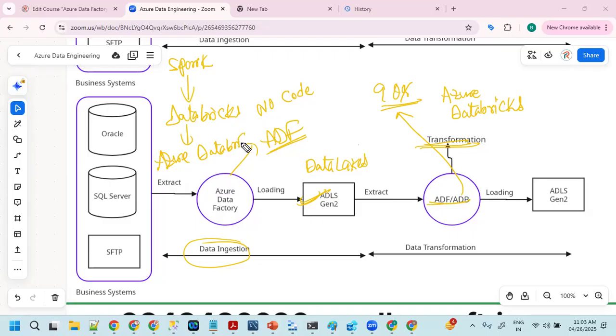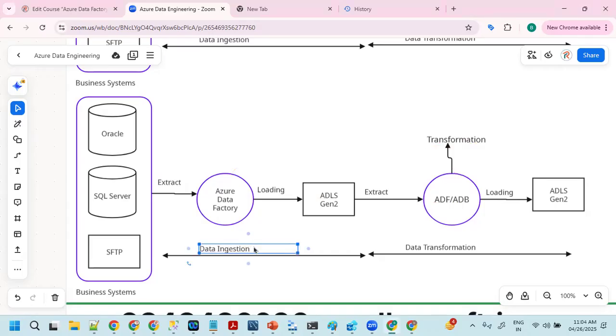We'll talk in more detail at the time of the individual services. If you don't know Databricks, then you cannot get a job. I'm sure about it. Databricks is mandatorily required. Of course, Data Factory is also required for data ingestion. Apart from data ingestion, you can also do one more activity with it, which is data orchestration.